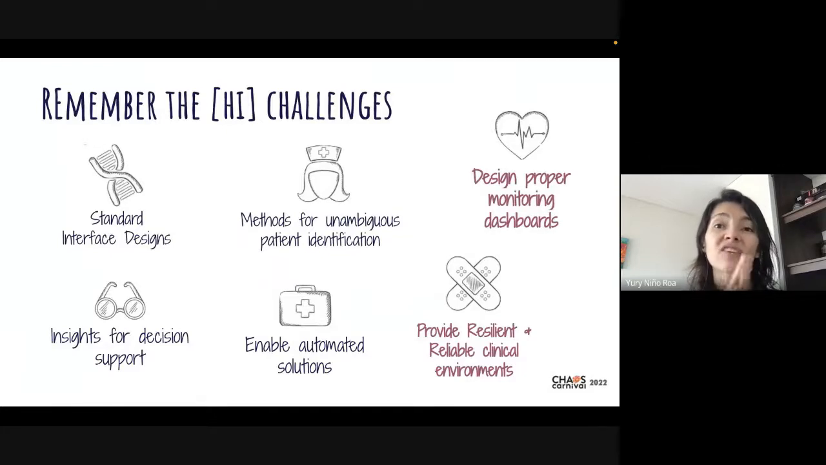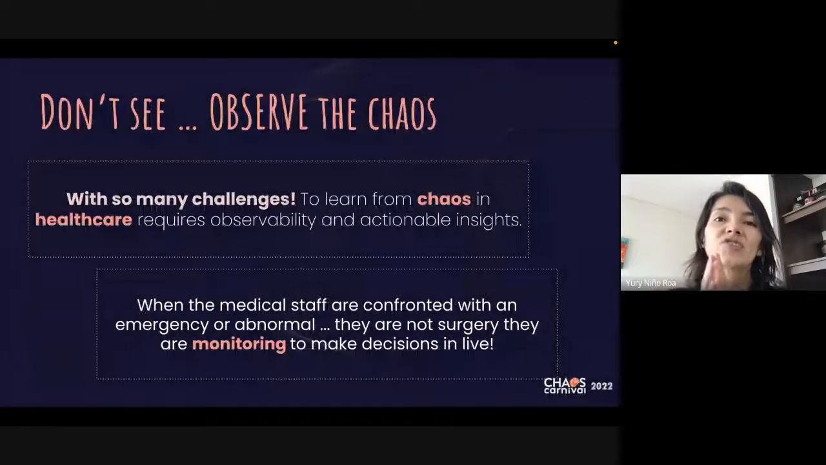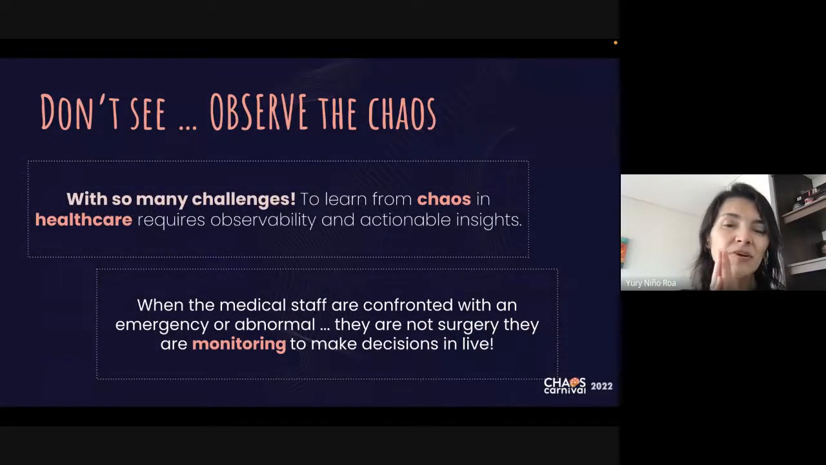In summary, our current challenges are related to developing a standard user interface design, implementing a method for unambiguous patient identification, providing insights for decision support, enabling automated solutions, and two interesting things that are related to the chaos engineering equation, that is observability: designing proper monitoring dashboards, and providing resilient and reliable clinical environments. So here it is proper to remember that we are talking about operations. It's really important: our mission is to observe the chaos.